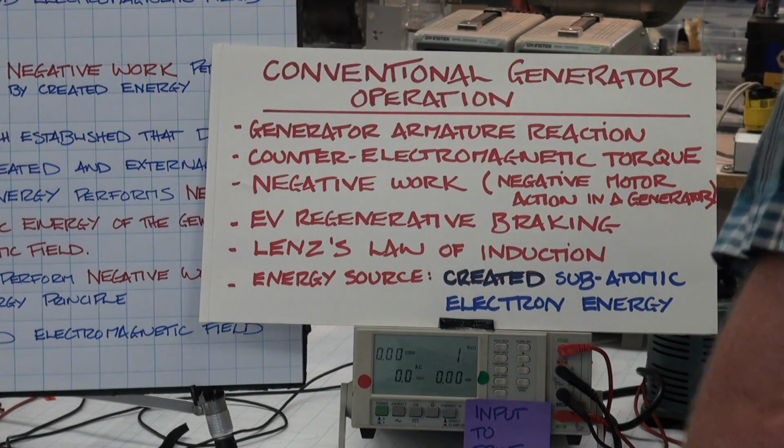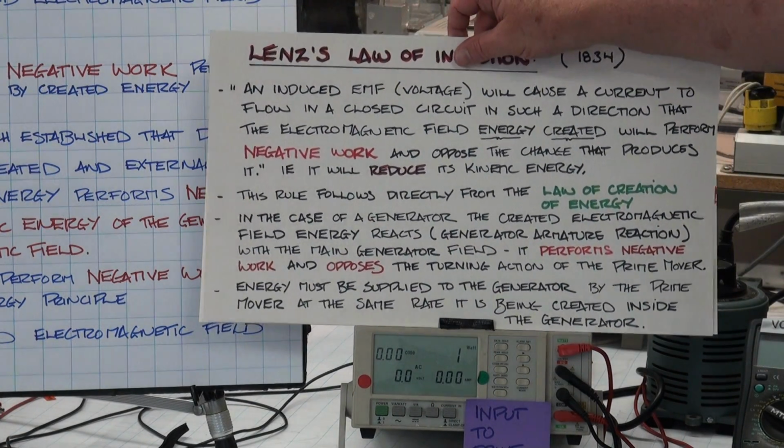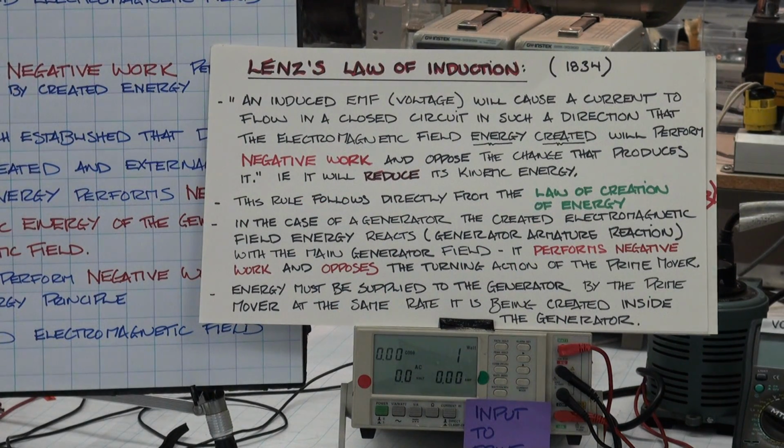The fact is that the negative work that is performed in all conventional generators is being performed by electromagnetic field energy, or subatomic quantum electron energy that is created at the electron level, and which is externalized around the current bearing conductor when a voltage is applied.